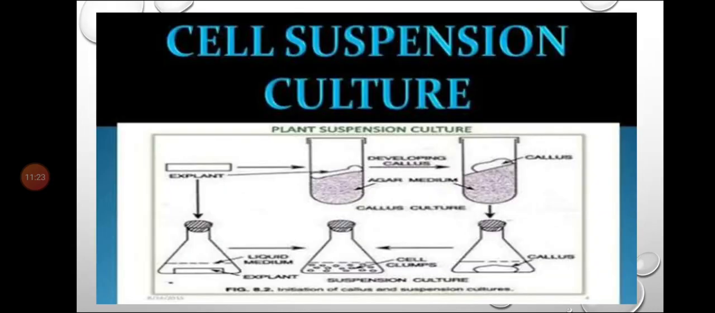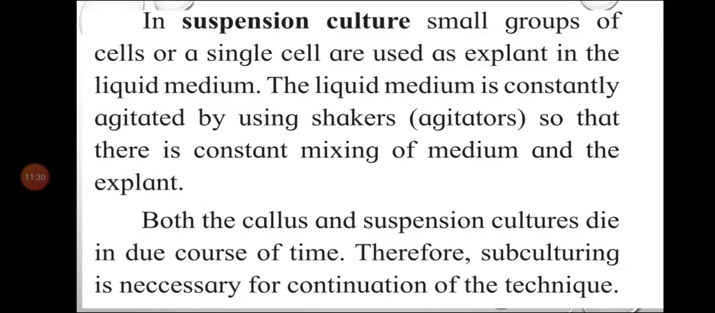Next, we are going to study suspension culture. In suspension culture, liquid medium is used. Small groups of cells or single cells are used as explant in the liquid medium. The liquid medium is constantly agitated using shakers and agitators, so that there is constant mixing of the medium and the explant.